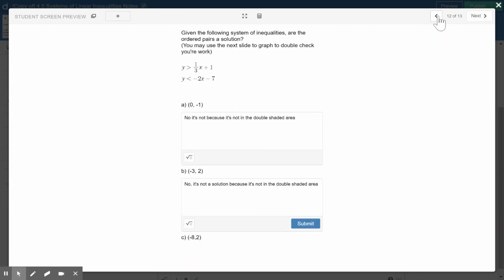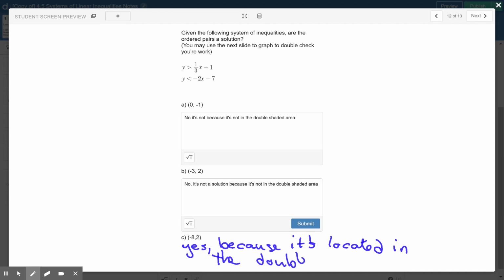Now I forgot to put the type box, so I can just write it. So this is yes, because it's located in the double shaded. Notice that I'm talking about the double shaded every single time.